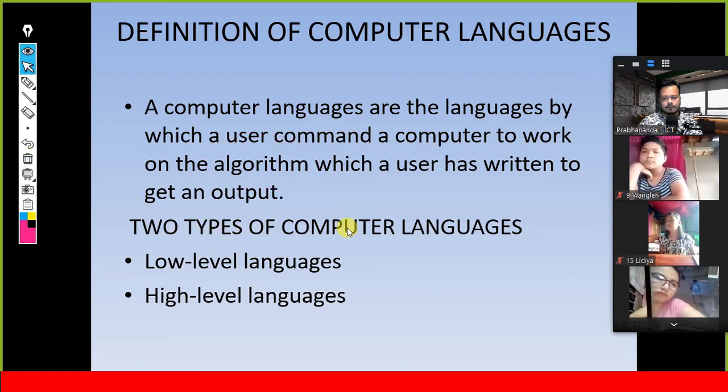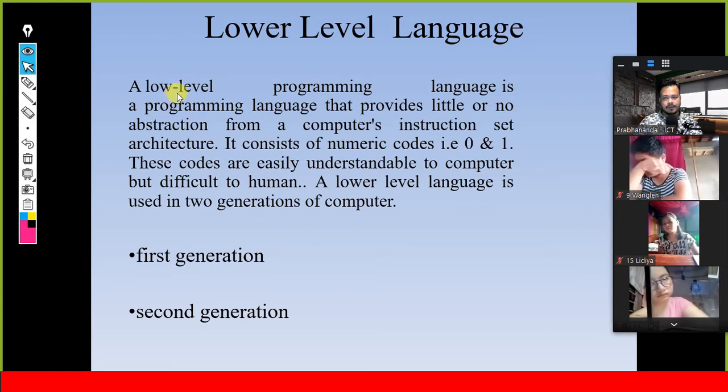After that, two types of computer language are low-level language and high-level language. Low-level language: a low-level programming language is a programming language that provides little or no abstraction from a computer's instruction set architecture. It consists of code that is 0 and 1. These codes are easily understandable to computer but difficult to human. A low-level language is used in two generations of computer, first generation and second generation.